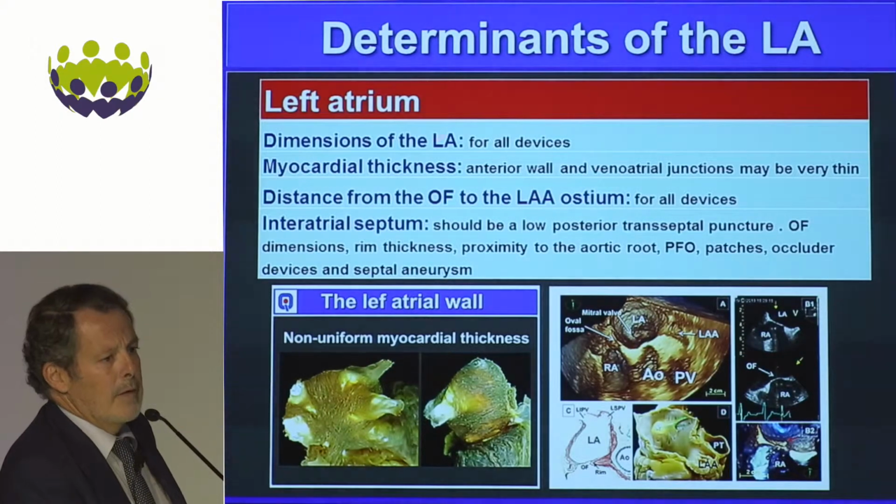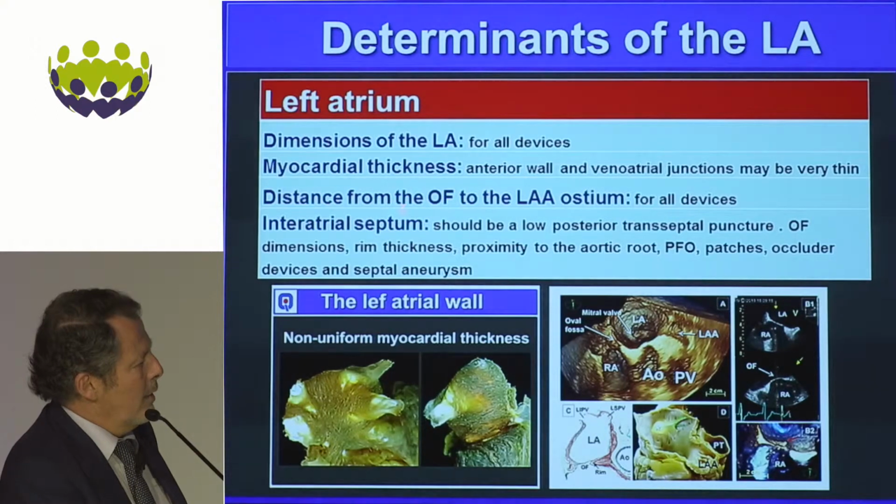What are the anatomic determinants of the left atrium during the procedure? The dimension of the left atrium for the device, and the thickness of the left atrium. We are going to see that the anterior wall and the veno-atrial junction may be very thin. The distance from the fossa ovalis to the left-sided appendage ostium for all devices, and the interatrial septum, should allow a low posterior transeptal puncture. Also the dimension of the fossa ovalis, the thickness of the ring of the fossa ovalis, the proximity to the aortic root, and the presence of an occluder device, septal aneurysm or patches.